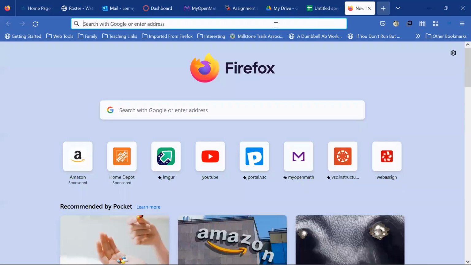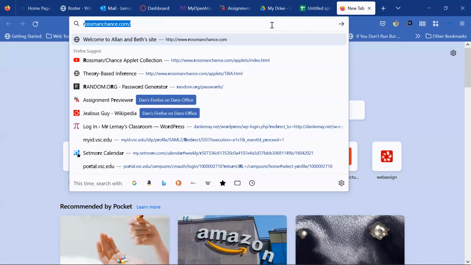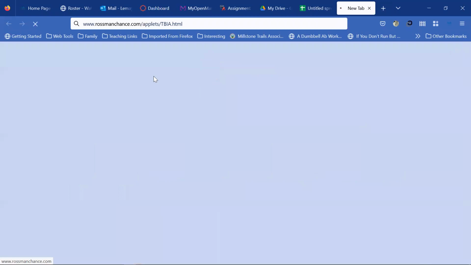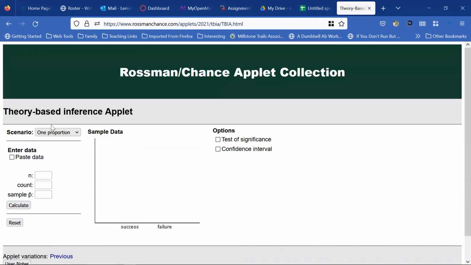So I'm going to do a new tab. I'm going to go to Rossman-Chance, and I have this linked in the course in Canvas. And we got one mean because we're just dealing with the differences. Even though it's a two-sample test, it's matched pairs, so we just deal with the differences. So one mean, I'm not going to paste in the data.